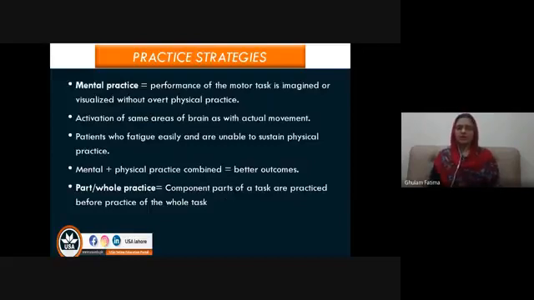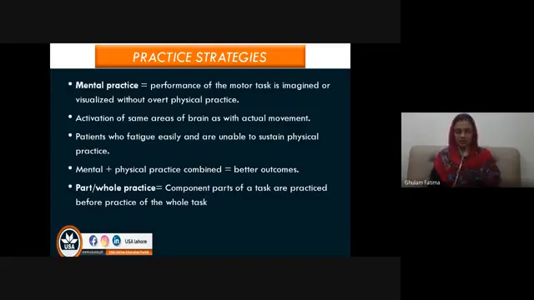Then we do have practice strategies. One is called mental practice. This is truly an amazing thing. It is especially for patients who are unable to perform physically, whose muscles are in a flaccid stage or who are paralyzed, for whom it is not possible to practice by physical means. Then we go for mental practice. The patient will imagine and visualize himself doing the same activity, and studies say that there is activation of the same areas of the brain that would have been activated if the patient had done the actual movement. So this is a very amazing thing.